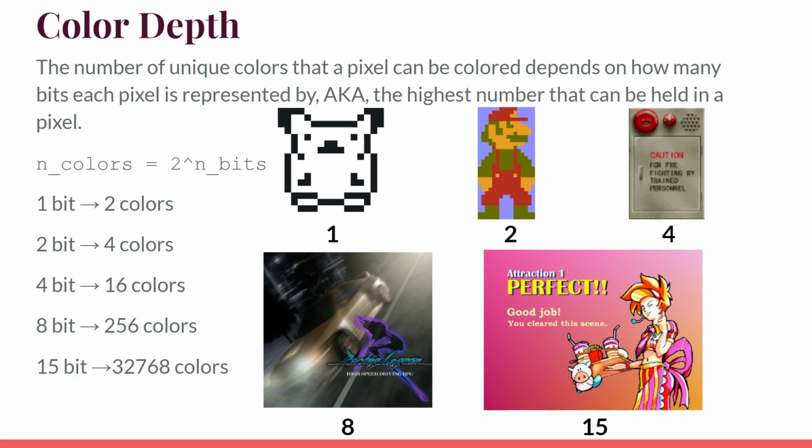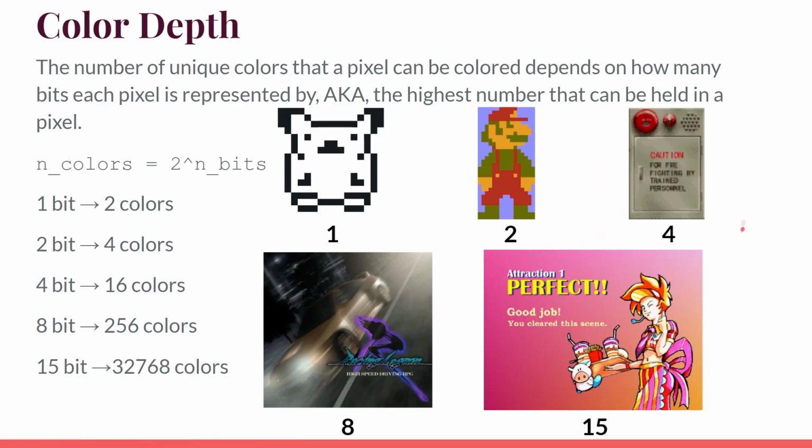For example, in a 1-bit image, like this image of Pikachu here, if we use our formula, 2 to the power of 1 is 2. So pixels in this image can be any of 2 colors, and here we can see it's obviously white and black. This image of Mario is a 2-bit image. That means that any pixel can be colored any one of 4 different colors.